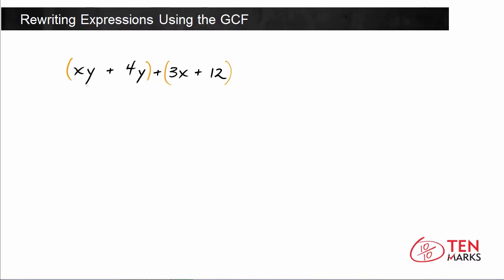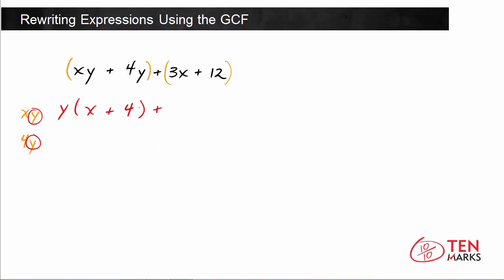We need to find the greatest common factor of xy and 4y. Well, that will just be y. So if you're talking about xy and 4y, right, the greatest common factor becomes y. So let's factor out a y of the first parentheses. What you're left with is x plus 4 inside the parentheses.